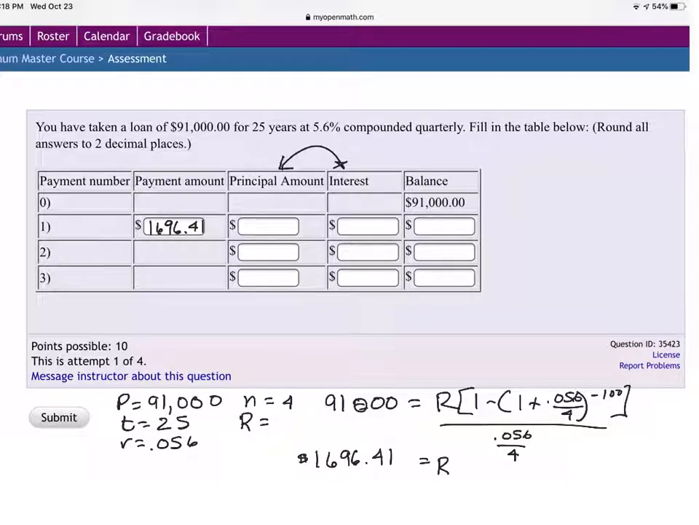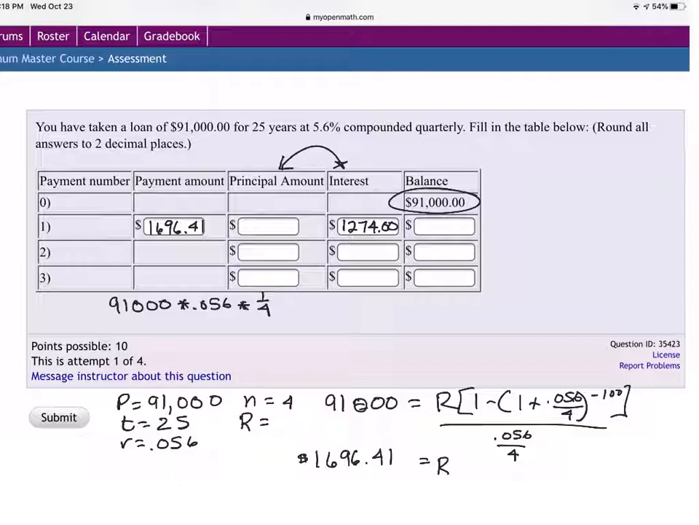So for the interest, remember we take our previous balance times our rate times our time. Now this is quarterly, this is not monthly. So how much of a year is a quarter? It's 1/4. So we'll take the 91,000 times 0.056 and then times 1/4. And for my interest, I get $1,274.